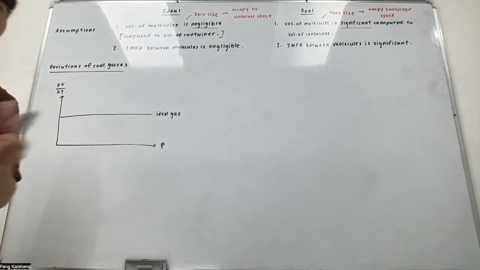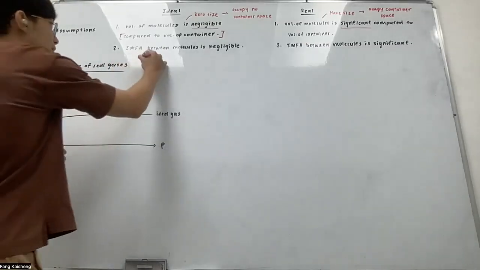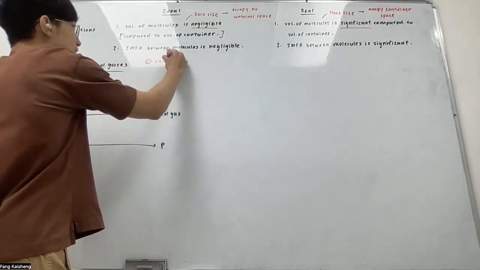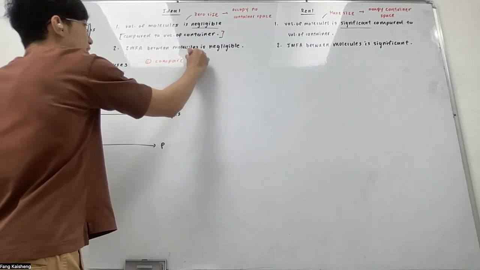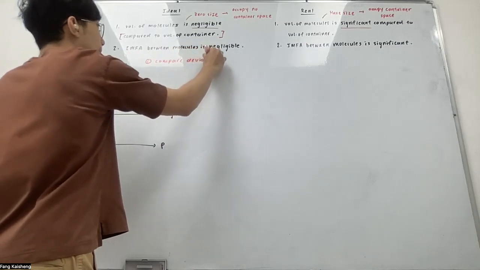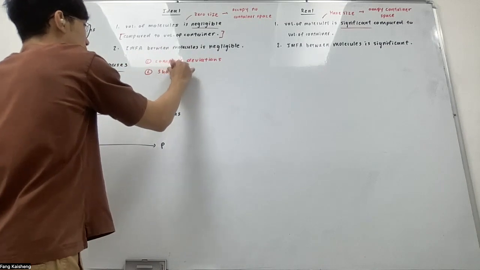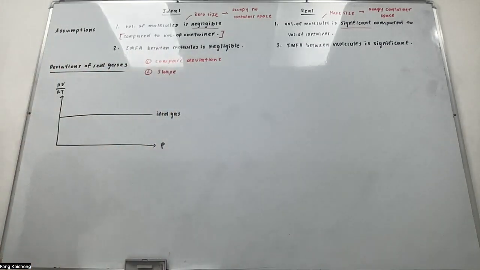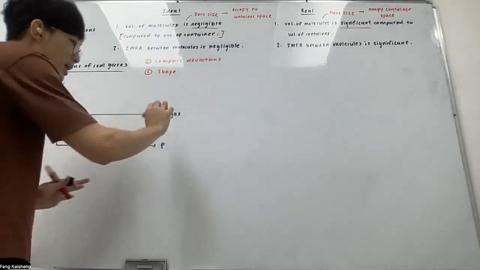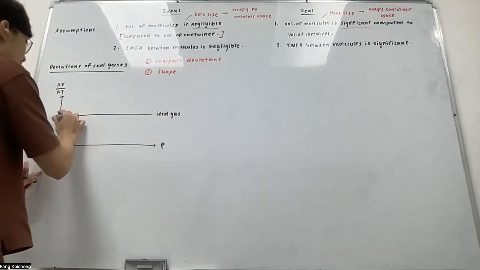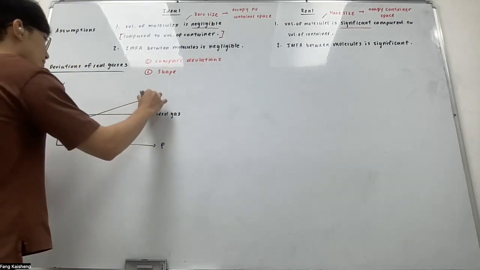So for this segment over here, I aim to go through two things. First, I want to compare the deviation of different types of real gases. Then afterwards, later we will explain the shape of the graph. So I want you to draw two curves over here. An ideal gas is a horizontal straight line, but a real gas looks something like this.